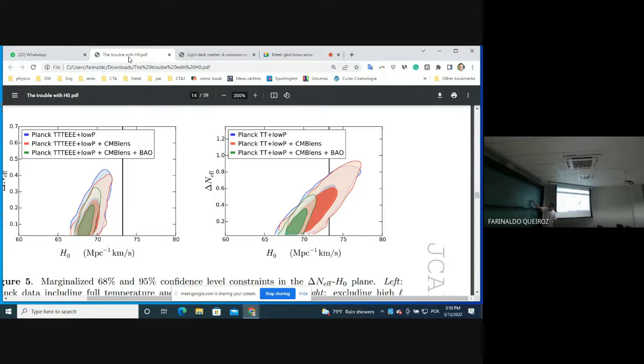But the number, instead of being 67 from CMB, we measured today to be 72. Okay? 72. And that's the idea. Any questions?